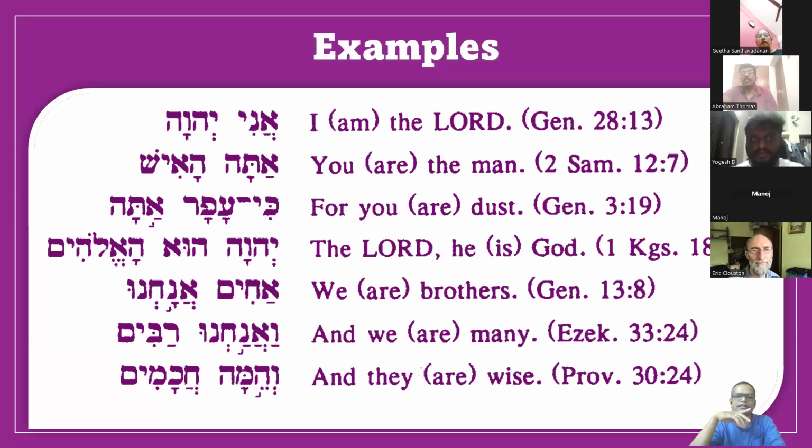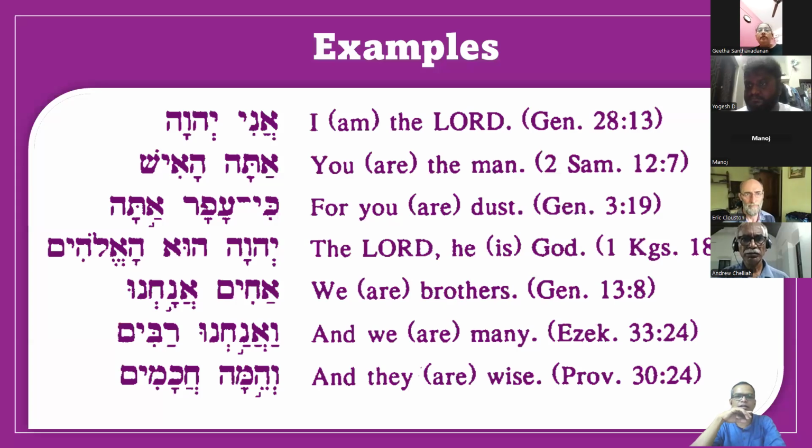Okay, what is the translation? I am the Lord. Ani means I. So what is added here in the translation? Ani Adonai, right? Ani means I, so it should be I Adonai. But what is added here? Am. Okay, so that is the verb to be added there.